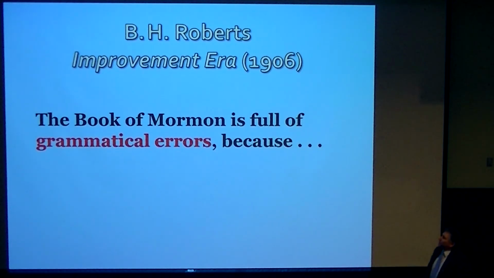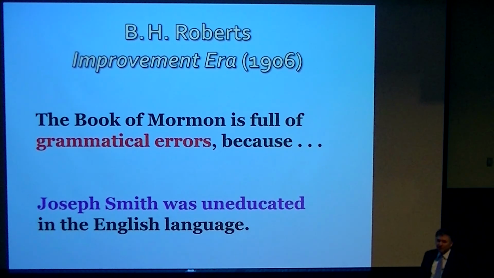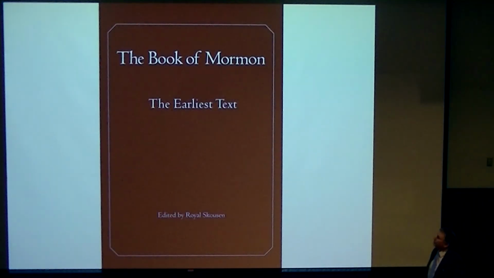We know that B.H. Roberts studied this question, and he was convinced that the Book of Mormon was full of errors in language, in grammar, and diction, because Joseph Smith was uneducated. And this is the prevailing view that we have today.